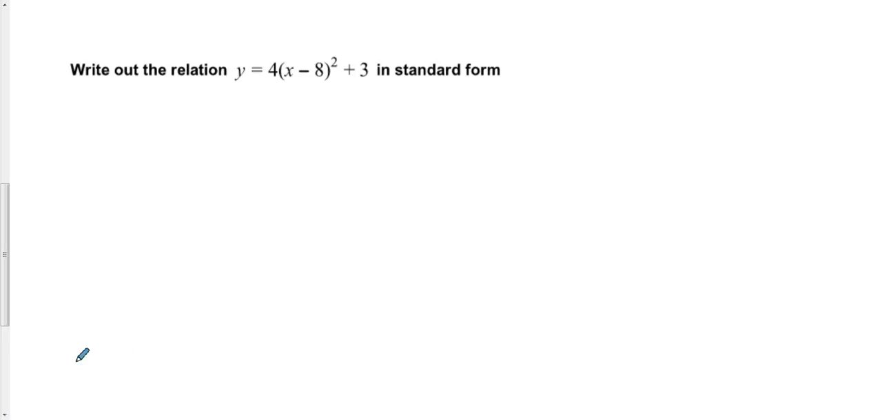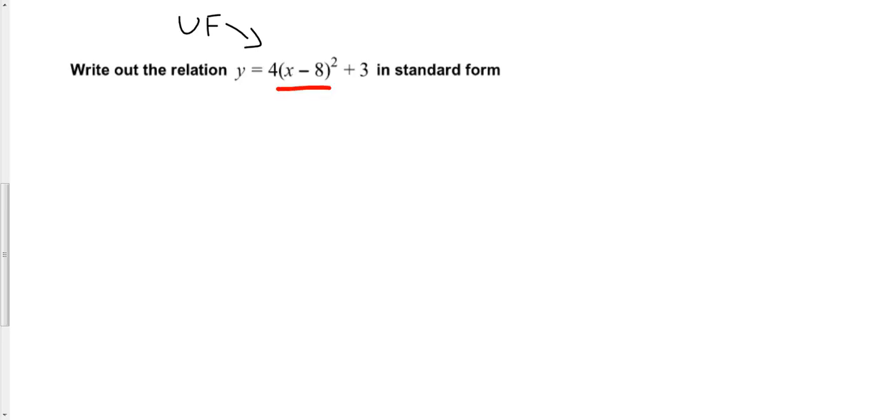We're going to learn how to write out a relationship that's in vertex form and turn it into standard form. The equation given to us here is written in vertex form, and we're going to convert it into standard form. What's really important to recognize is that there's a binomial here that we can multiply, and that's going to really help us along the way.